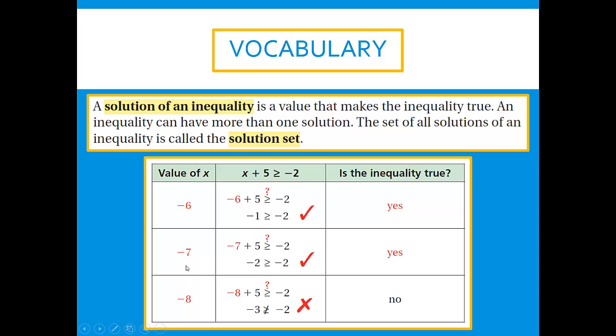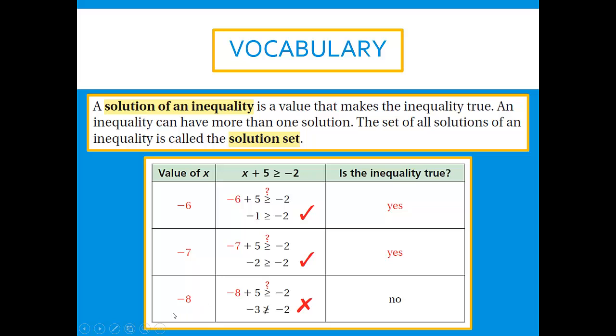Now we'll try the same thing with -7. So we have -7 plus 5 is greater than or equal to -2. -7 plus 5 is -2. And we have -2 is greater than or equal to -2. These two numbers are equal, so this would be yes for the inequality being true.